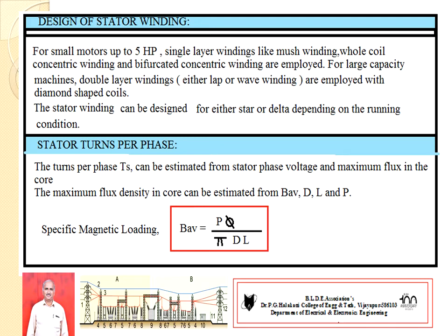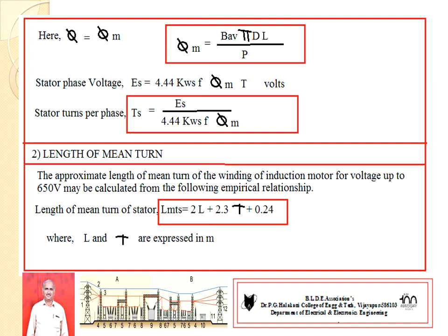It is already known that specific magnetic loading B average equals P phi divided by pi D L, where P is the number of poles, D is the diameter, and L is the length of the stator core. Hence, from this expression, we calculate the flux per pole. Now phi equals phi m, that is, flux per pole equals maximum flux. So we are getting the expression for phi m.